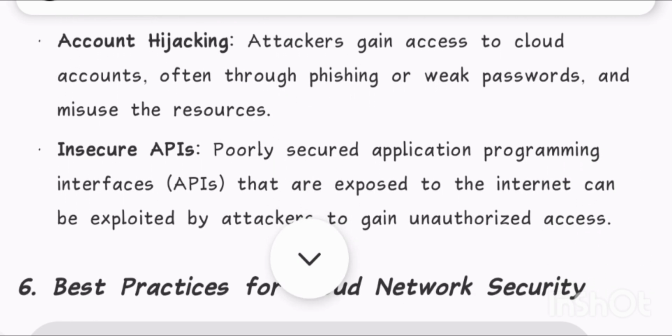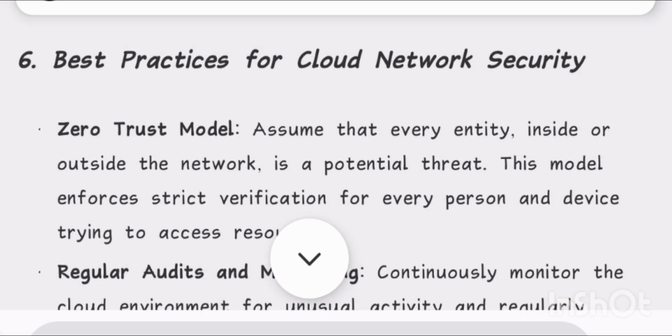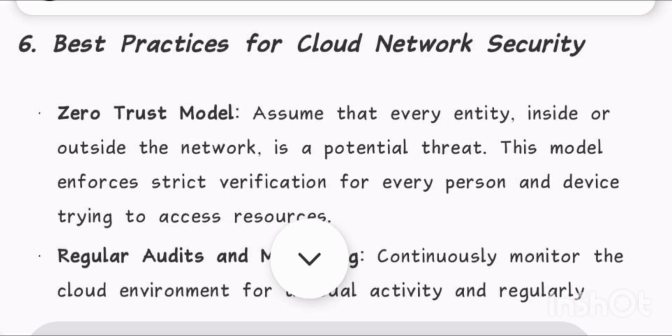Account hijacking: attackers gain access to cloud accounts, often through phishing or weak passwords, and misuse the resources. Insecure APIs: poorly secured application programming interfaces, APIs, that are exposed to the internet can be exploited by attackers to gain unauthorized access. Best practices for cloud network security.